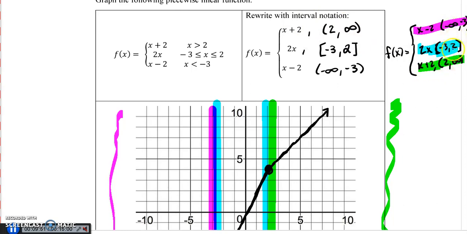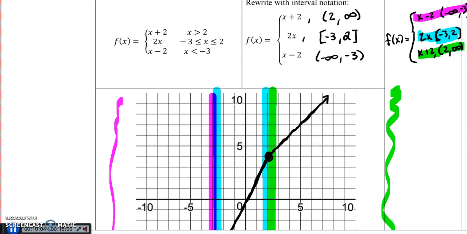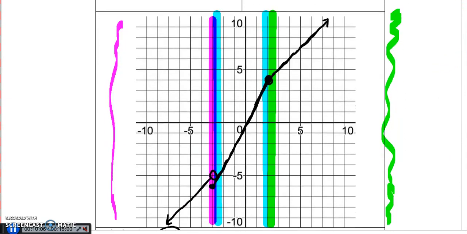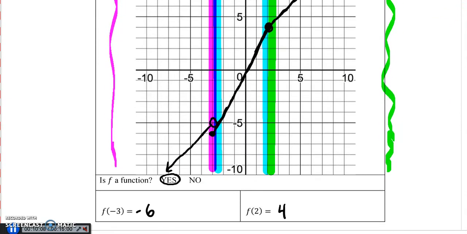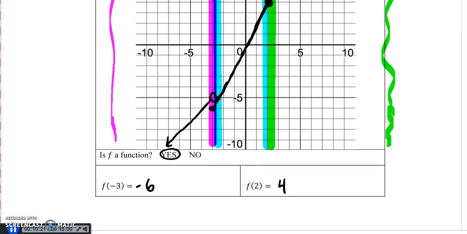In interval notation, start at -infinity, the smallest, at the top, and work left to right and down until you get to the largest at the bottom. Now you can see the highlighting and how I graphed it there. It is a function, again, because as I highlight, no x goes to 2 y's. And f of -3 is -6, and f of 2 is 4. So those are the two example problems here.